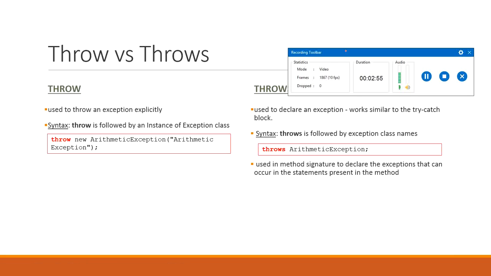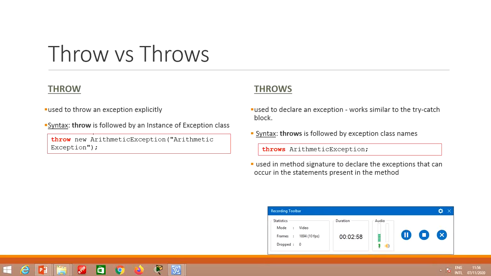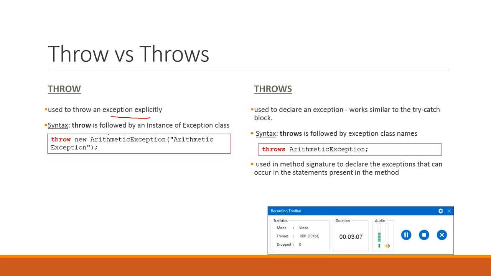So let's learn some differences between the throw and throws keywords. With throw, the exception is thrown explicitly. Throw is followed by an instance of the exception class, and it should appear inside the method body or inside some statements. So we write throw new ArithmeticException, using the operator new here also. Throw new and the instance of the exception class, and in the brackets we write some string message.